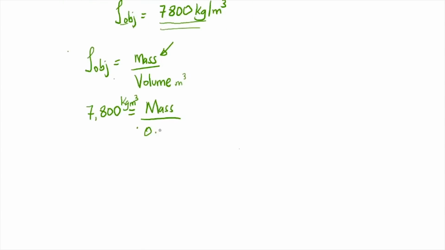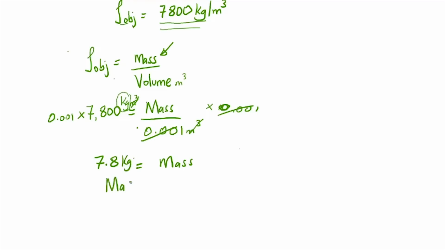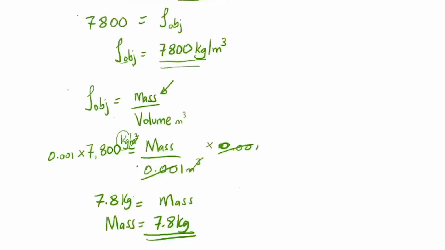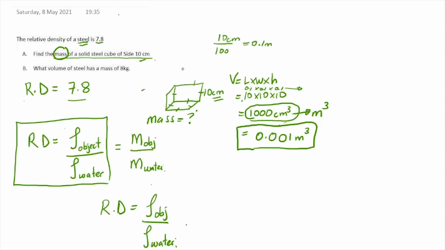So this is going to become 0.001 meters cubed. When we make mass the subject of the formula, we multiply both sides by 0.001. This will cancel with that, and we shall end up with our mass being equal to 7.8. Of course, this meters cubed and that meters cubed will cancel, and our units will be in kilograms. So the mass is 7.8 kilograms, and we have answered the first part of the question right there.